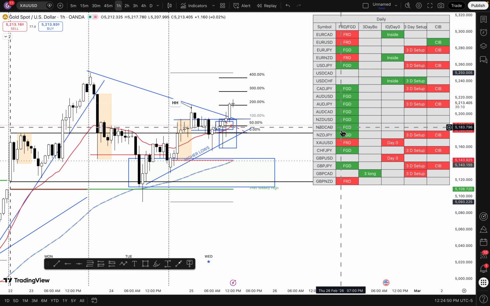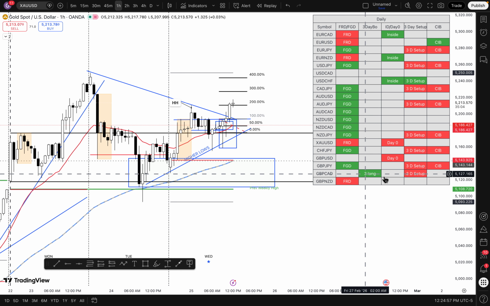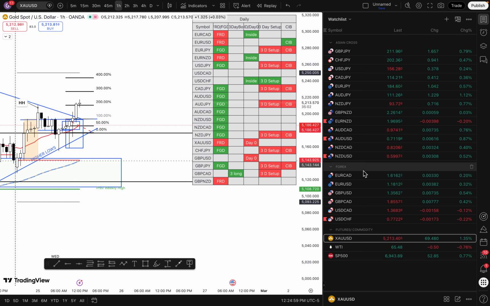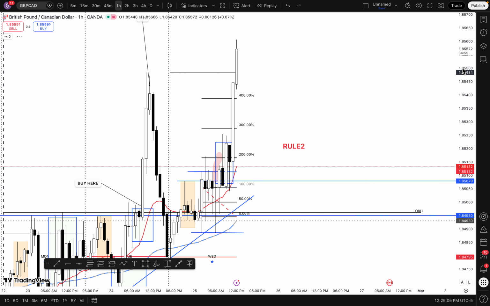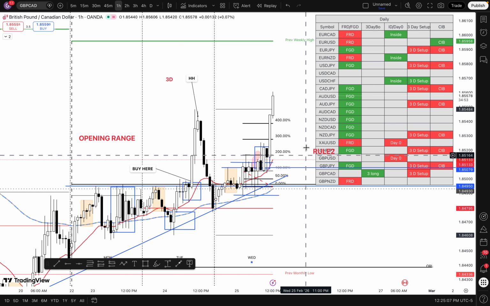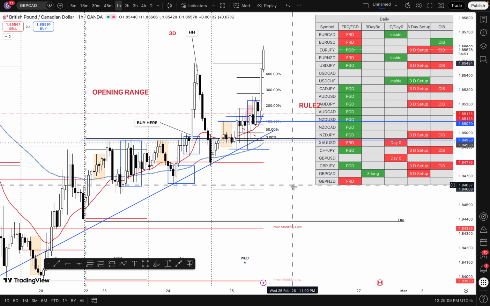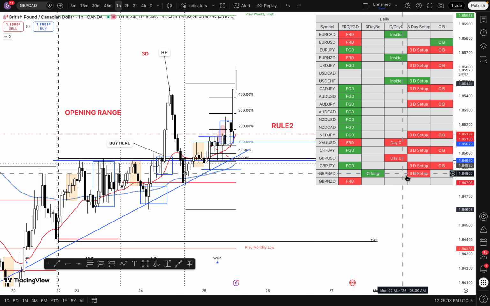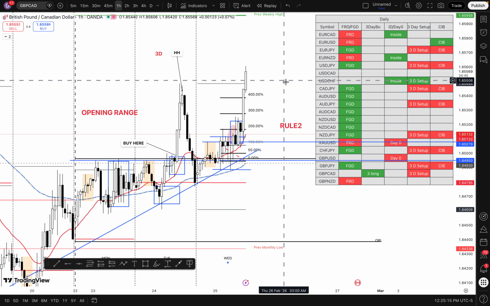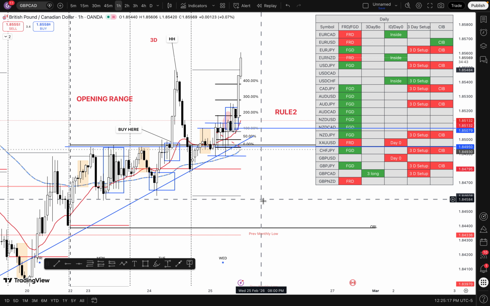Okay, let's look at which pair? JPYs are the same thing. GBP Canadian dollar. Let's take a look at GBP Canadian dollar. Now, if you look at this trade, you see me writing there rule 2. You can see it says 3-day longs, 3-day setup. Yes, it's a 3-day setup and it's 3 days of longs.